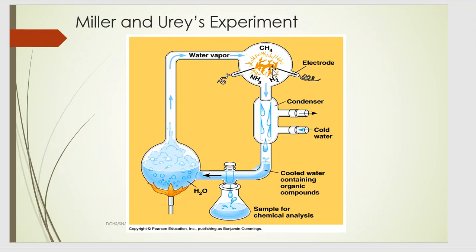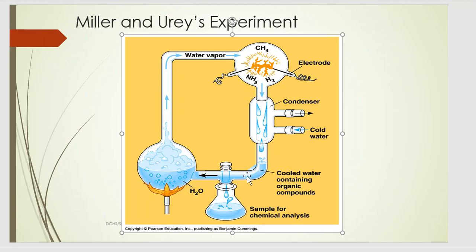Under this high electric spark, these molecules combine, and then there's a condenser chamber, which is a cooling chamber, where cold water is running through. And then this water they collected through this flask right here. When they analyzed this sample, what they found out was that this water contained organic compounds. Organic compounds are carbon-containing compounds that make our life, like macromolecules: lipids, proteins, nucleic acids, carbohydrates. Those are the organic compounds. So they could find traces of those molecules in this condensed water.